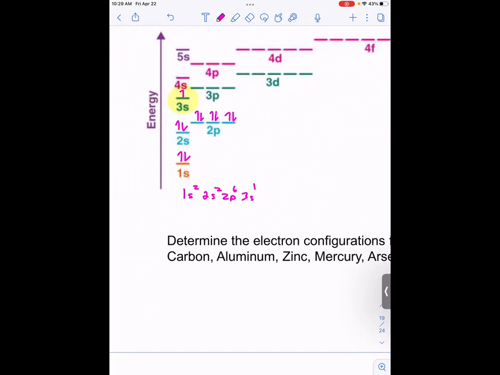Any questions about that? So that's the electron configuration for sodium. 1s2, 2s2, 2p6, that's 10. And then 3s1 gives 11. What group is sodium in on the periodic table? Group 1. It's group 1.